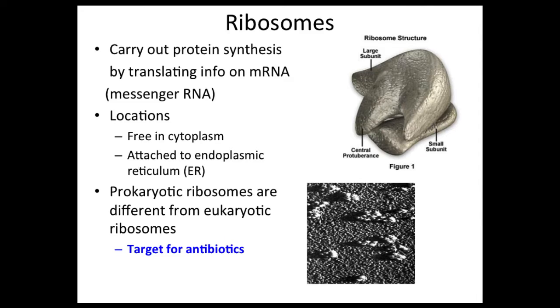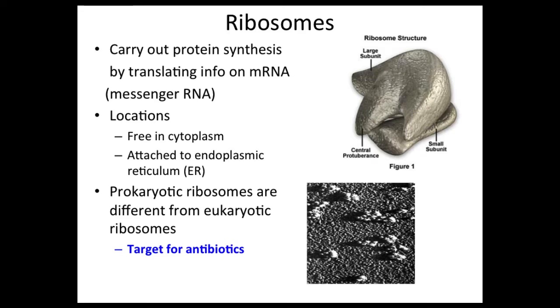Ribosomes carry out protein synthesis by translating information that is carried on the messenger RNA. Remember, we learned about RNA in the last lecture. It's a type of nucleic acid. Now, the shorthand for the word messenger RNA is written as follows. It's lowercase m and then uppercase R, N, A.